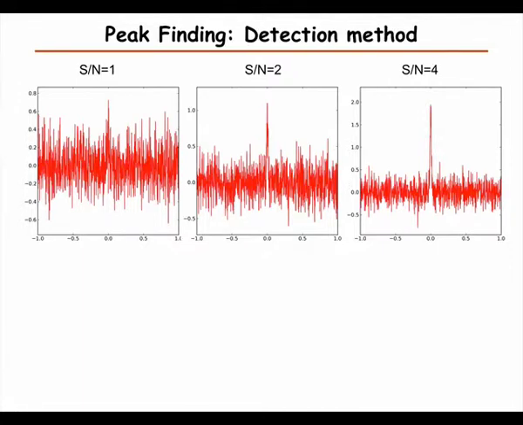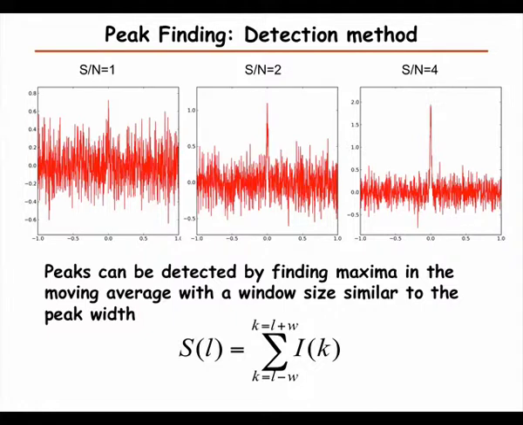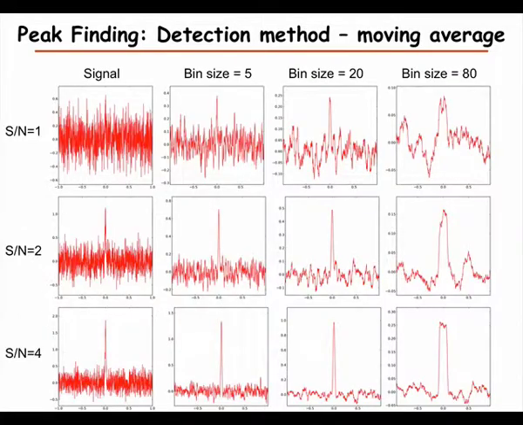So now, detection methods. There are a few different ways to go about detecting signals. Probably the simplest one is to select a peak width that we're looking for and then just calculate the moving average. It's a robust way and very simple also. So what we do here is we look at these simulations, and we try different signal to noise ratios, 1, 2, and 4 in this case, and then we choose a bin size for the moving average.